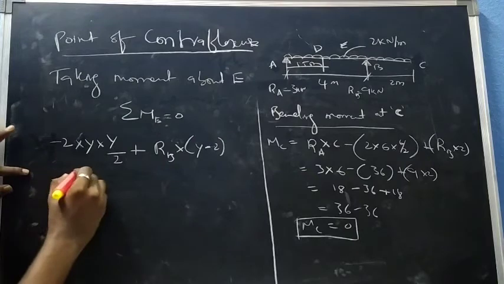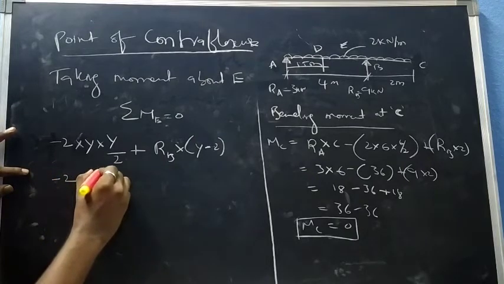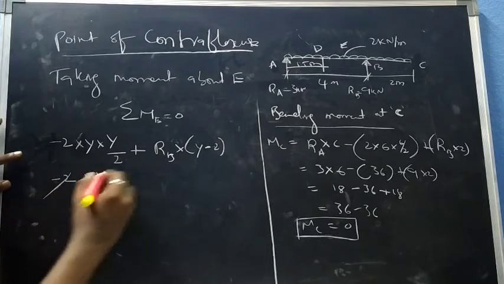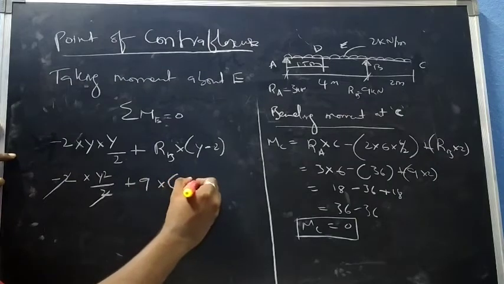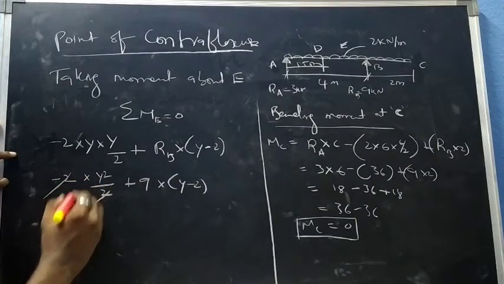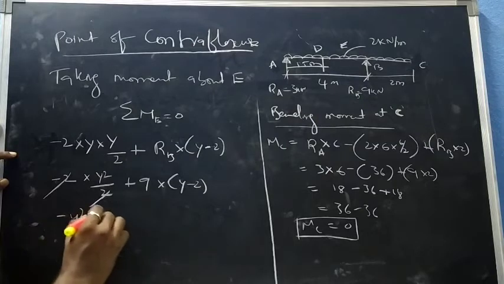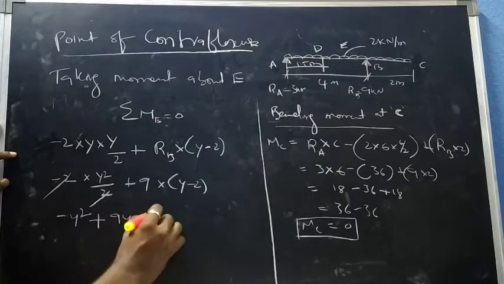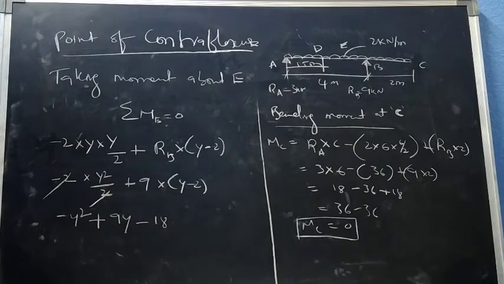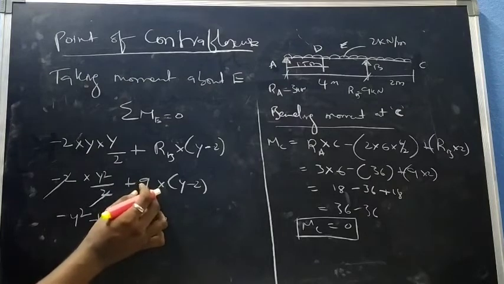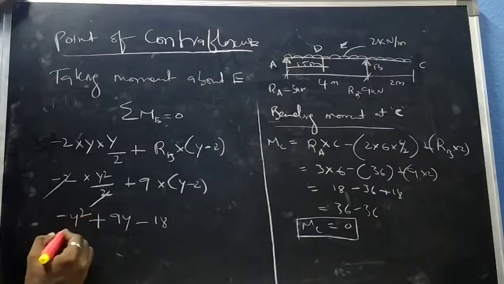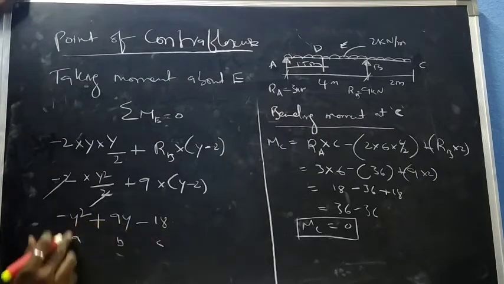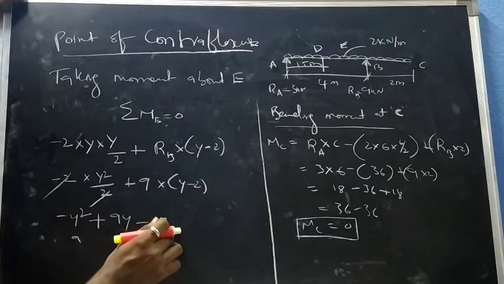Right? From here I get minus 2 into y square by 2, the 2 gets cancelled. Plus 9, we know RB equals 9, into y minus 2. So from here I can write minus y square plus 9y minus 18. Multiplying 9 with both gives 9y minus 18. So this looks like a, b and c: a y square plus b y minus c.